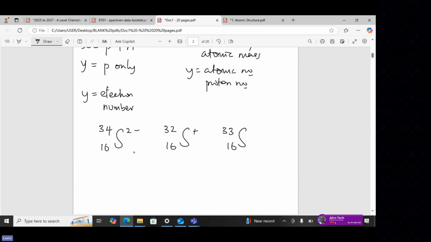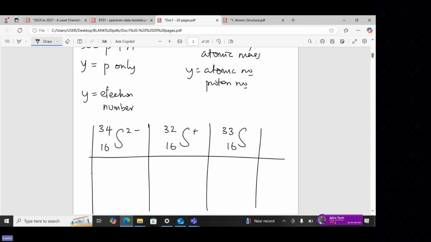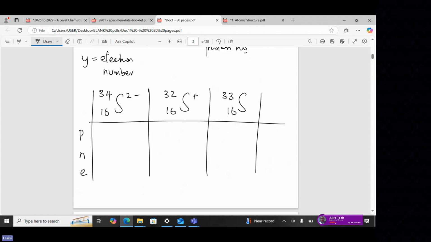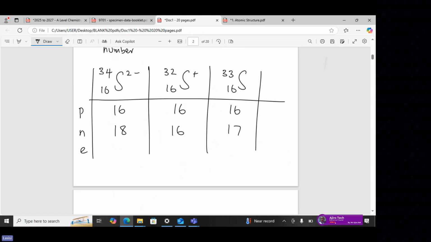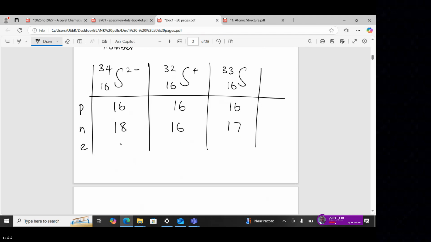Now let's work it out for all of these. Let's work out their proton, neutron, electron. Proton for all of them: they are all 16, 16, 16. What about neutron? 18, 16, 17. Now electron, go on, work it for me. It will be 16 plus 2, that'll be 18. 18. Thank you. 17.